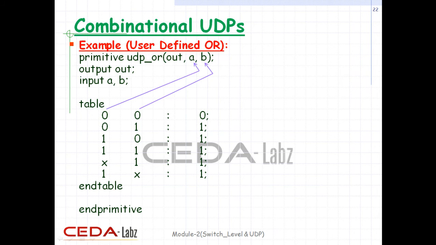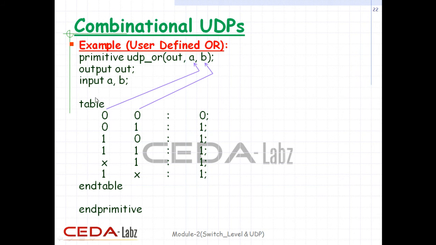Compare the parts of these UDPs with the parts which were discussed in the module definition. The missing parts are that the output is not declared as a register and the initial statement is absent. These missing parts are used only for sequential UDPs, which are discussed later. We will start with the keyword primitive, name followed by port list. Then, out is declared as output and A and B are declared as input.